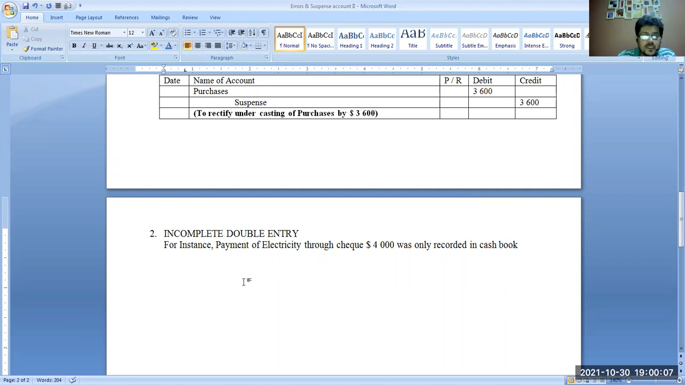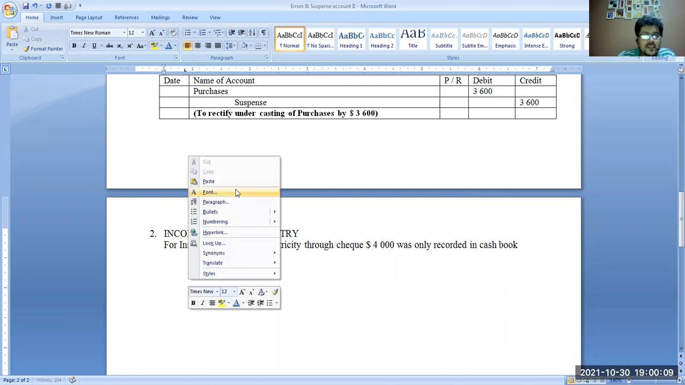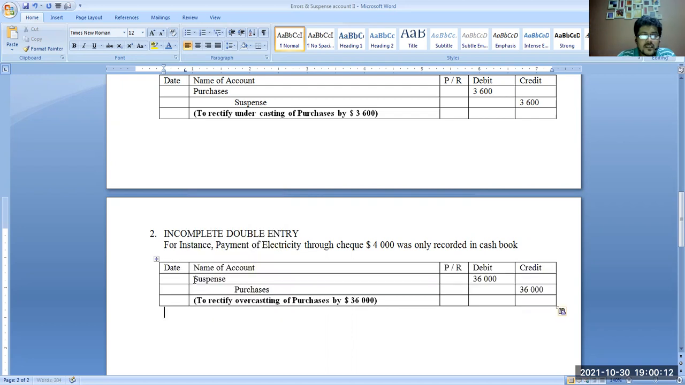So in that case, what he has to do, we have to enter electricity needs to be debited. Electricity needs to be debited 4,000. And yes, obviously, the other component is bank, but that bank is correct. So what we do, we will debit suspense account by 4,000. Rectify.